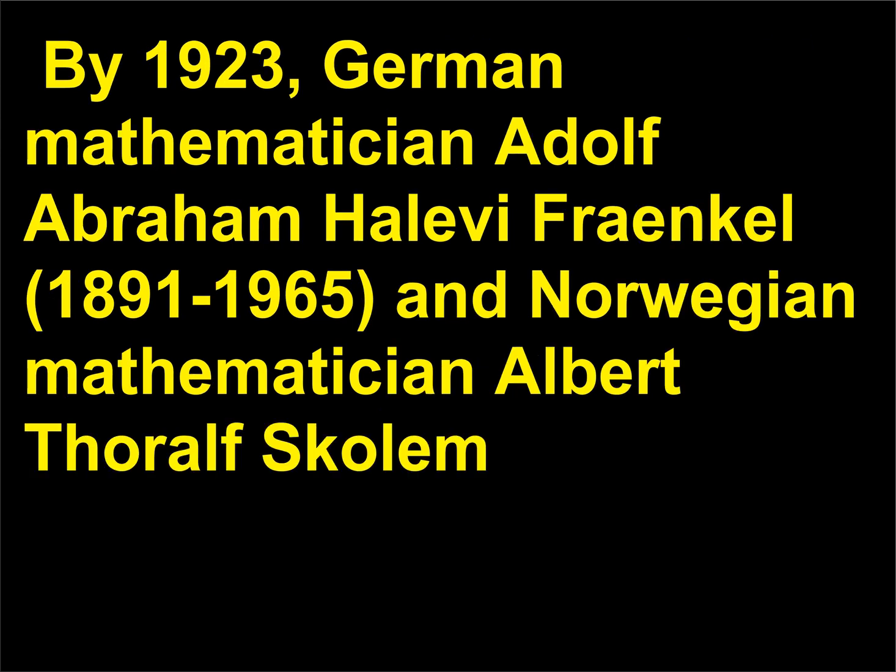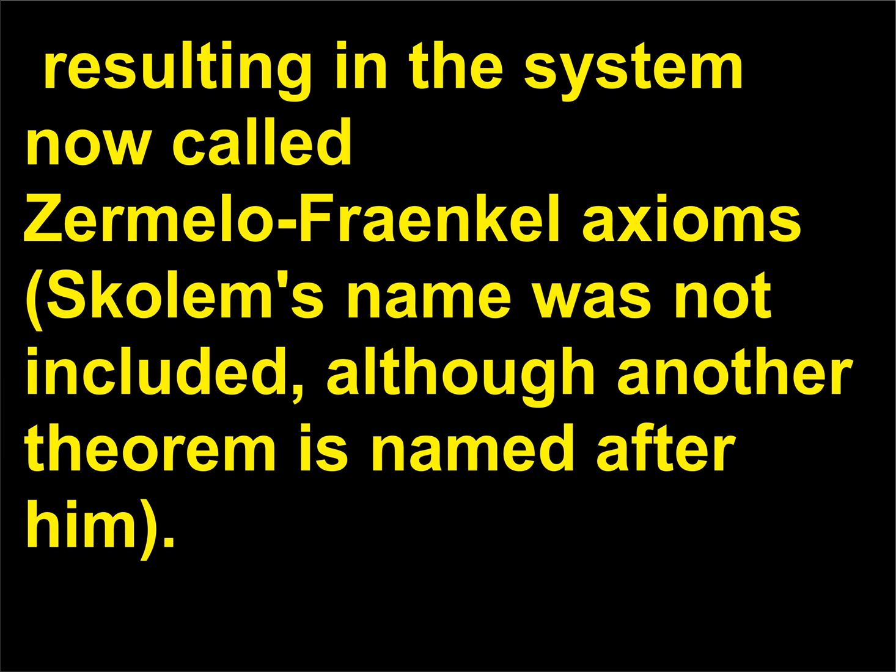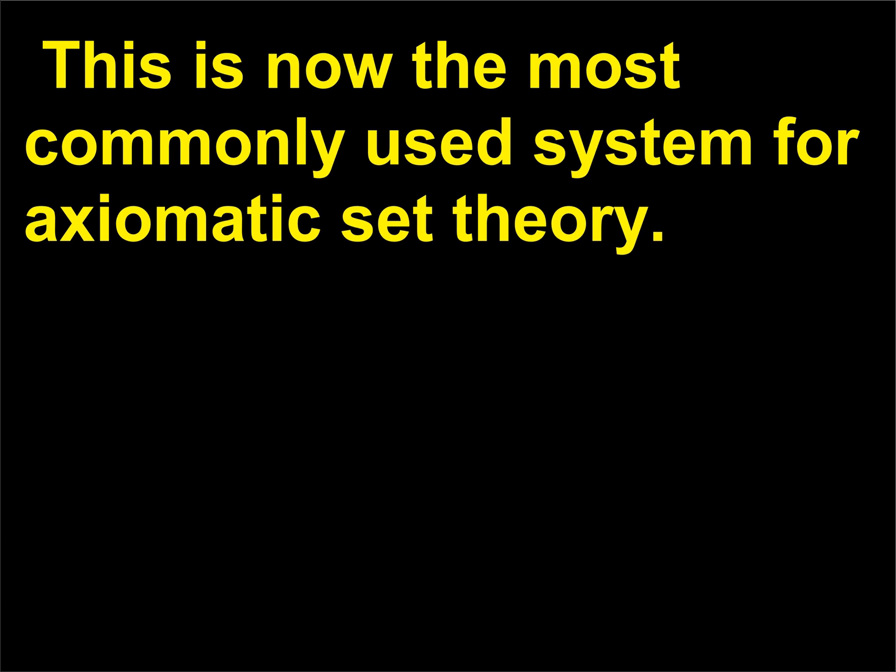By 1923, German mathematician Adolf Abraham Halevi Fraenkel, 1891–1965, and Norwegian mathematician Albert Thoralf Skolem, 1887–1963, independently improved Zermelo's axiomatic system, resulting in the system now called Zermelo-Fraenkel axioms. Skolem's name was not included, although another theorem is named after him. This is now the most commonly used system for axiomatic set theory.